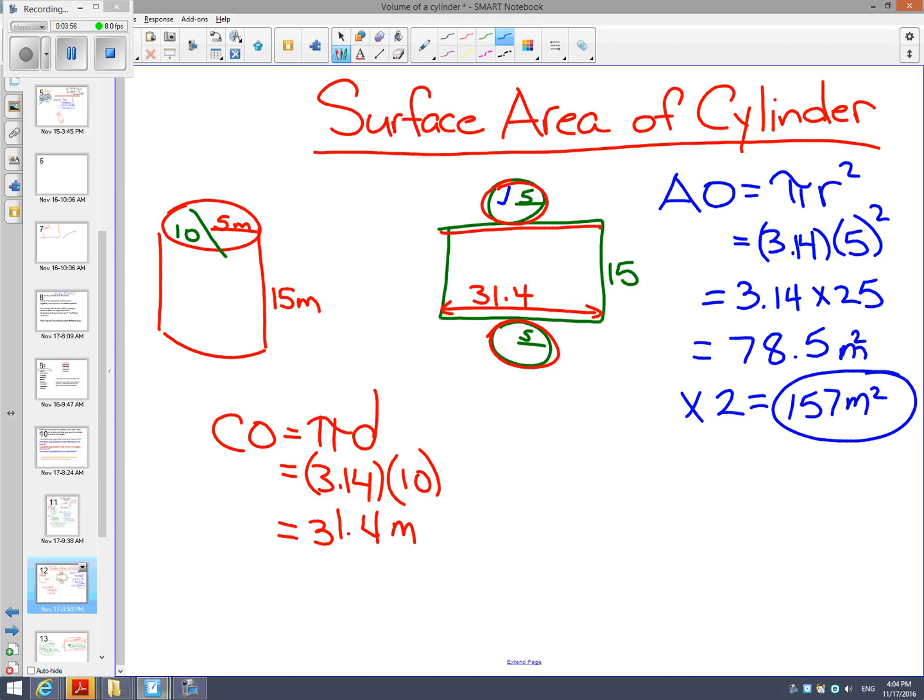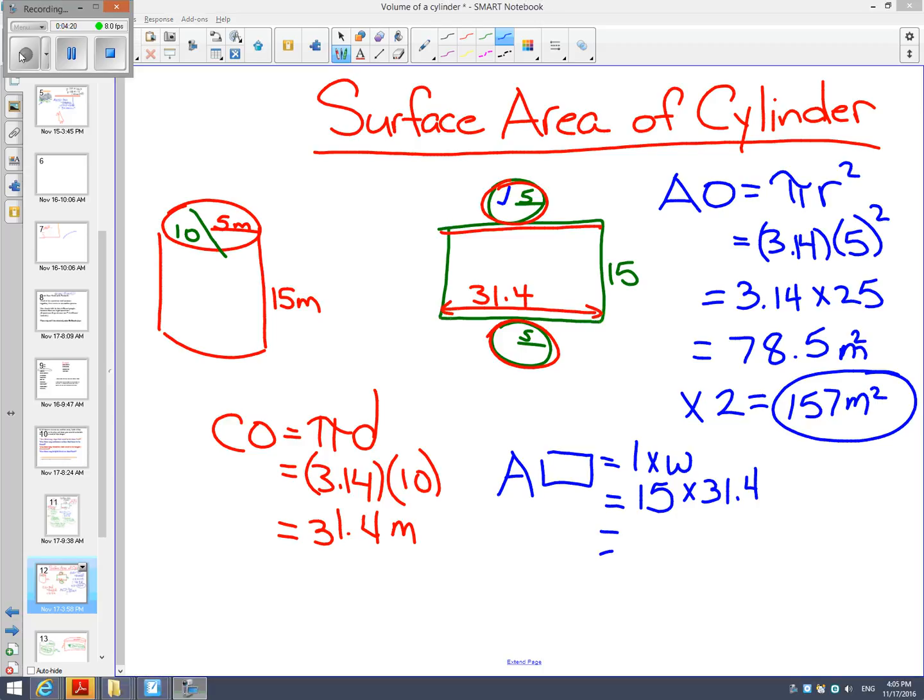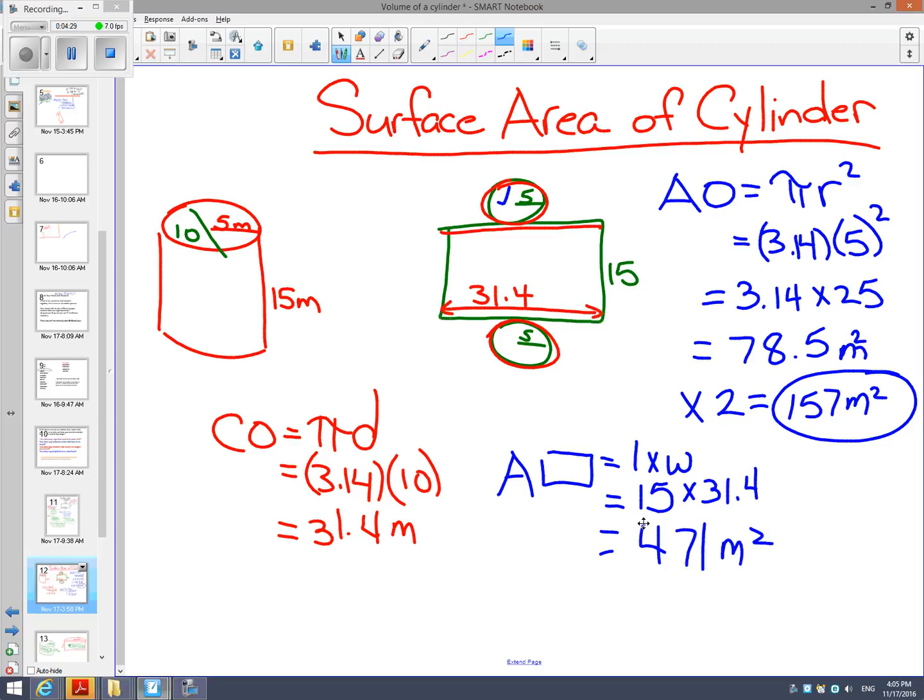I'm not done because now I have to do the area of a rectangle. The formula for area of a rectangle is length times width, as we practiced. The length of that is 15. Doesn't really matter which way you consider the length or the width. And 31.4. If I multiply those two together, I arrive at 471. Really have to start putting on my glasses when I do this. Anyhow, 471 meters squared, and that is now that rectangle.